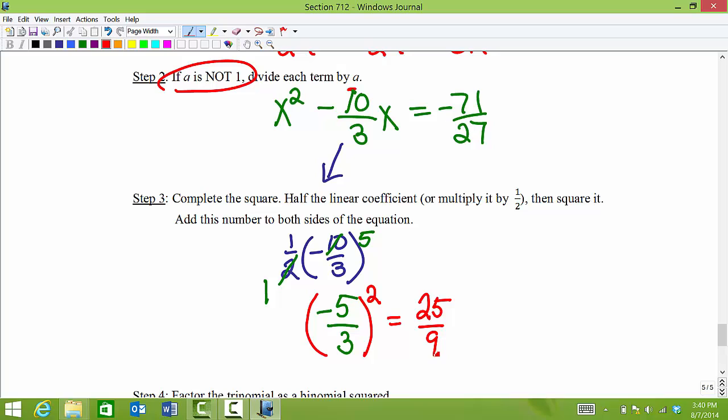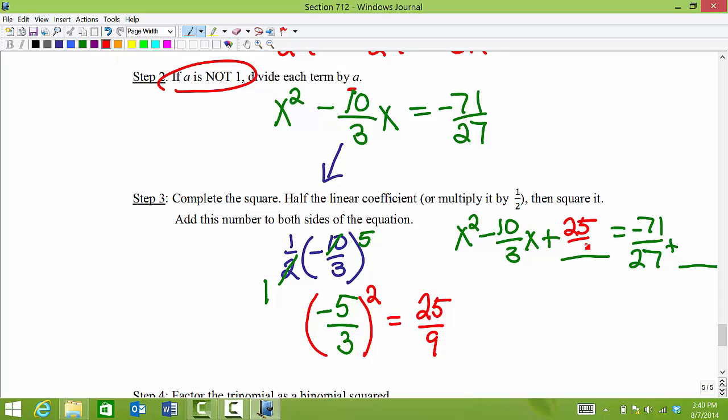What do I do with that? Well, what we wanted to do was to add that to both sides of our equation to create that perfect square trinomial. So we're going to put in 25 over 9 on both sides of my equation. Leave ourselves a little bit of room there so we can put in our 25 over 9.